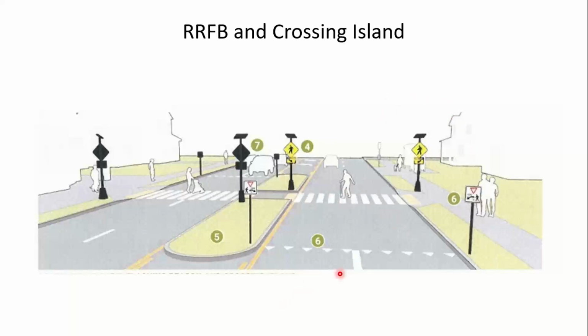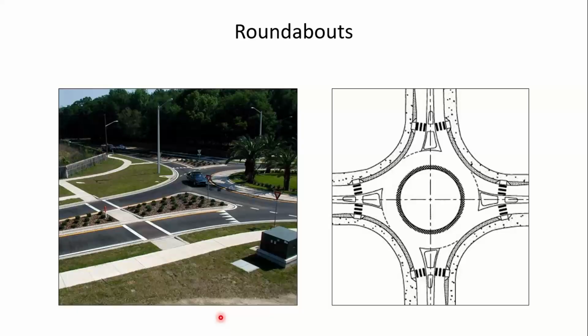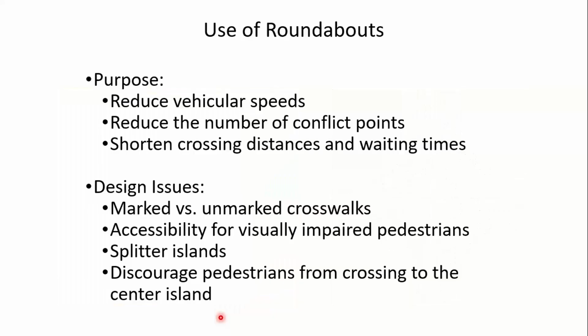Here's an example of RRFB and a crossing island. And I mentioned roundabouts. Here you see both a photo and a schematic drawing of a roundabout. I think they've been a great addition to our traffic engineering toolbox. They reduce crashes, they reduce crash severity. As you see on the left, they can make an attractive gateway to a neighborhood, a community, a university campus.